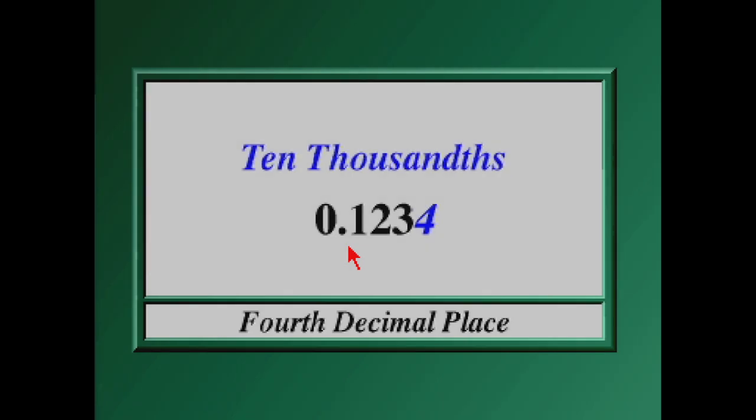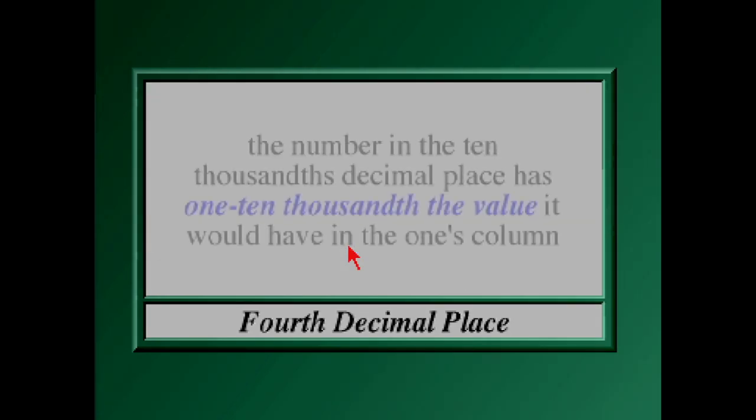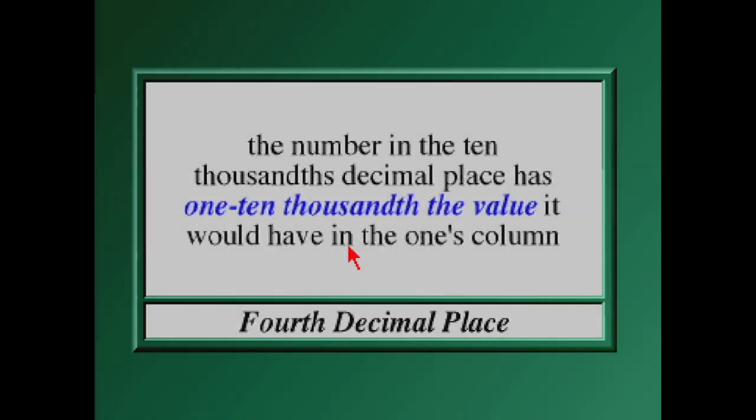The fourth place to the right of the decimal point is called the 10,000ths decimal place. The first group of 4 places to the right of the decimal point is called the 10,000ths decimal group. The number in the 10,000ths decimal group has 1/10,000th the value it would have in the ones column.